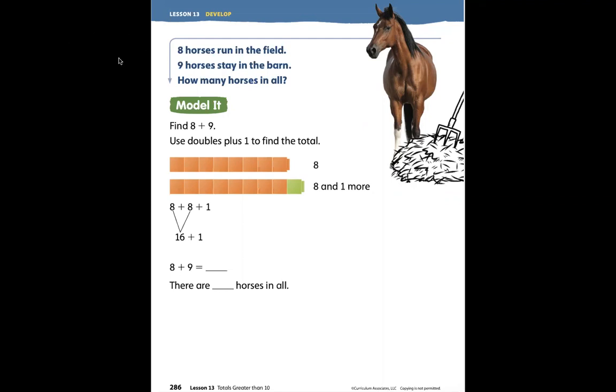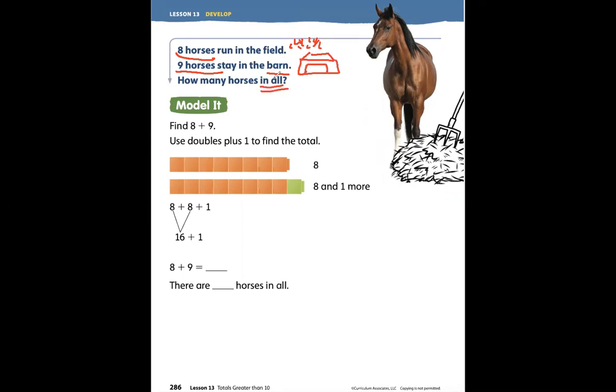Eight horses running in the field. Nine horses stay home, stay in the barn. So these guys are in the grass, and these guys are in the barn. Okay? How many horses in all?